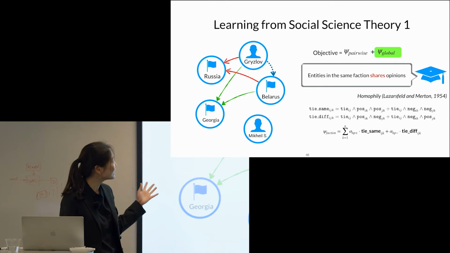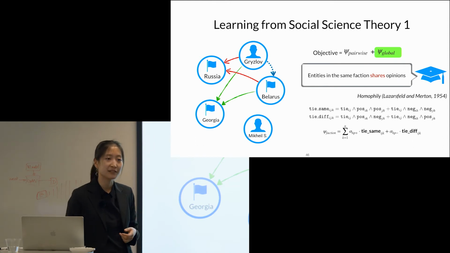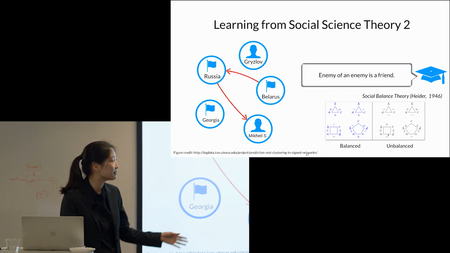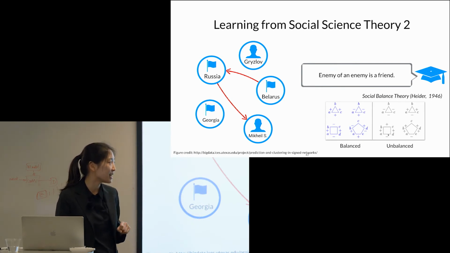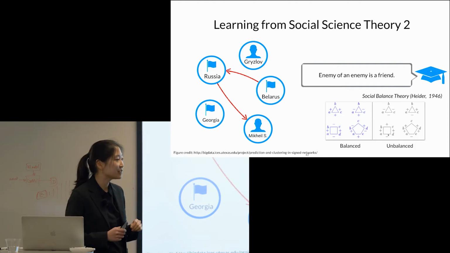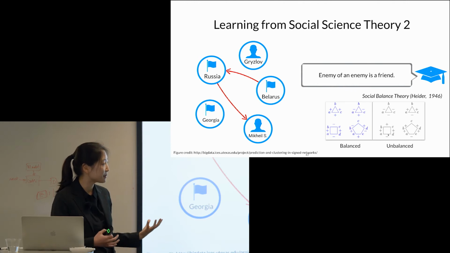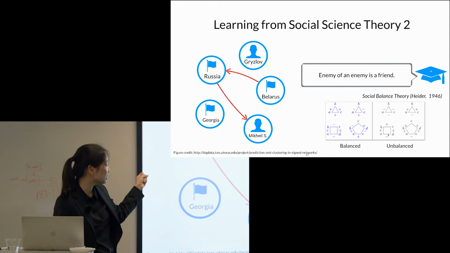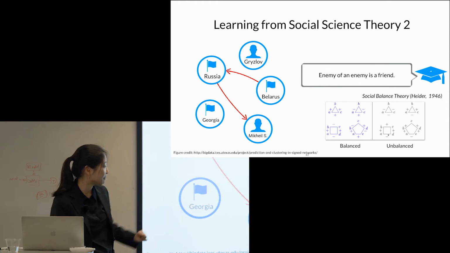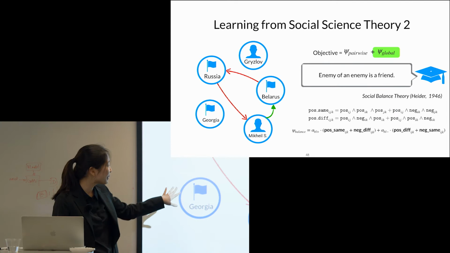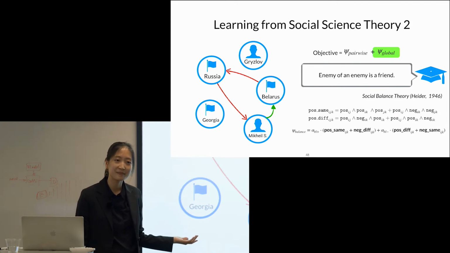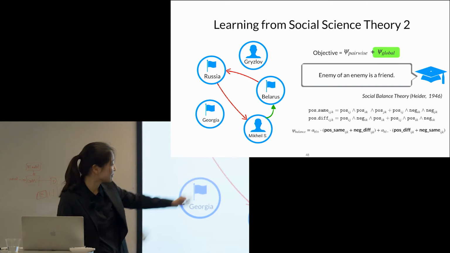Okay. So this is one soft constraint that the model is trying to get to. The second constraint that we are trying to put into the model was another theory from social science called social balance theory. For a graph of relations, there are some graph states that are more stable and balanced, and some are less so. For example, if Belarus is negative toward Russia, and Russia says something negative about this representative named Mihai, then it's more likely that he's positive toward Belarus, because the enemy of an enemy tends to be a friend. Okay, so this is similarly encoded.